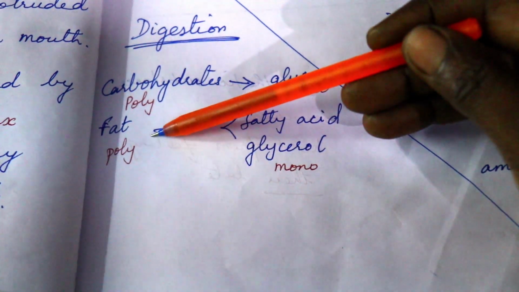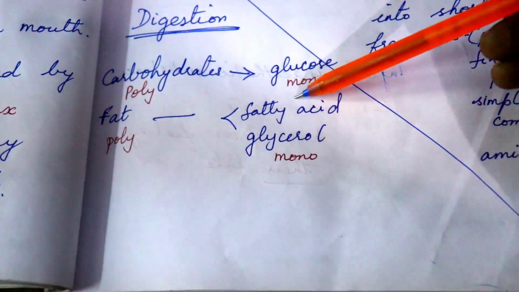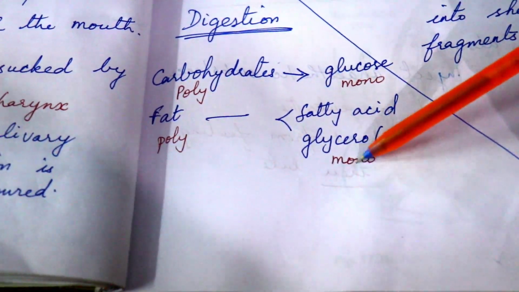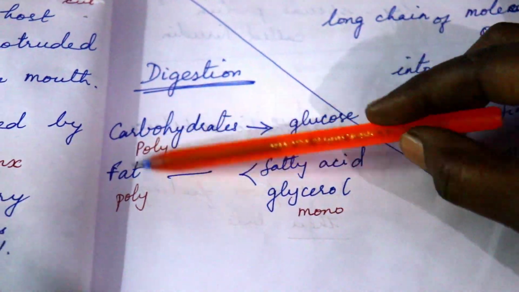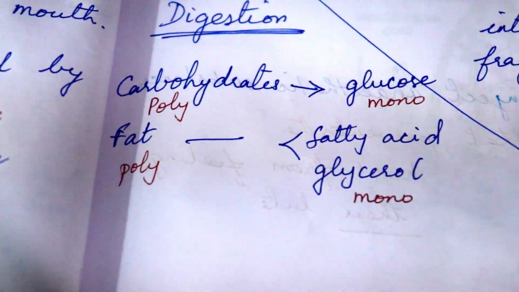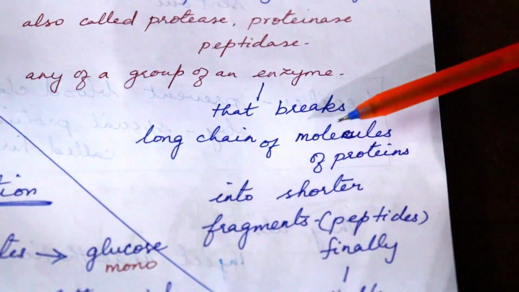Fat is, once again, complex. Now it is broken down into fatty acid and glycerol. Okay, this is the monomer. In higher forms of animals, for all of us, it is like this. But in leech, being a lower form of animal, only the proteins are broken down.